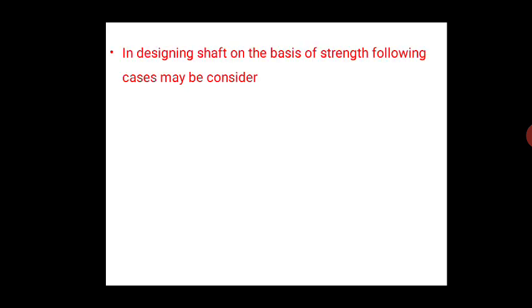Now, in designing any shaft, certain considerations should be taken into account, based on strength, with the following conditions. Let us discuss those conditions. The first condition is whether the shaft is subjected to twisting moment only, pure twisting moment. Because of pure twisting moment, what are the stresses developed in the member, and what are the rotations and deflections in the member?